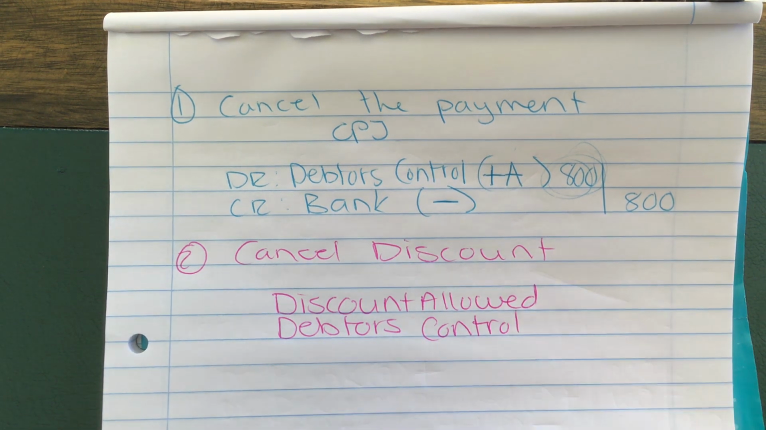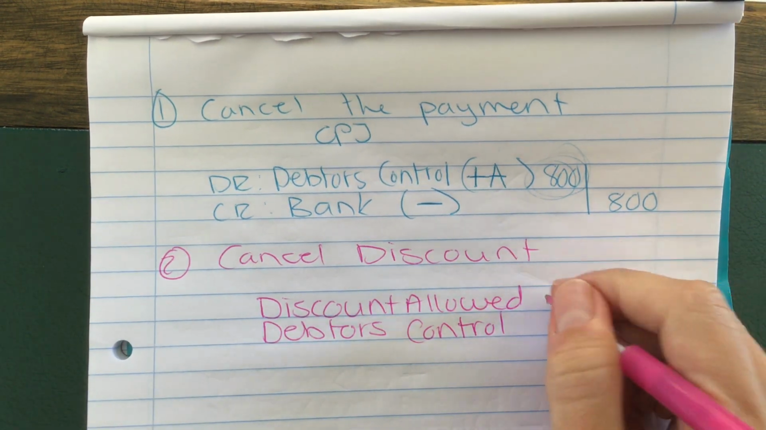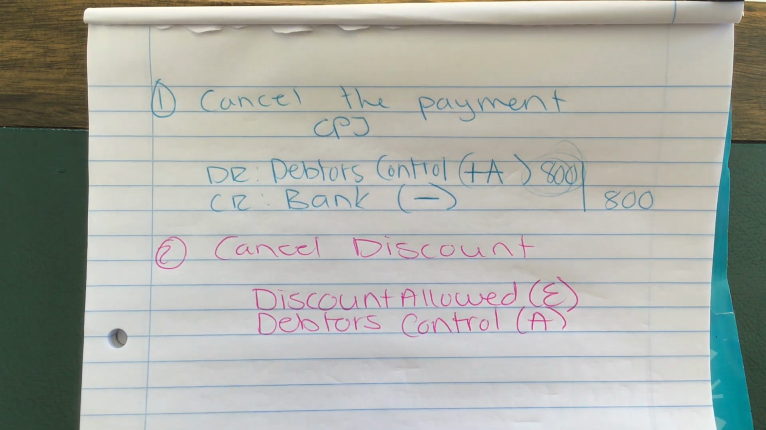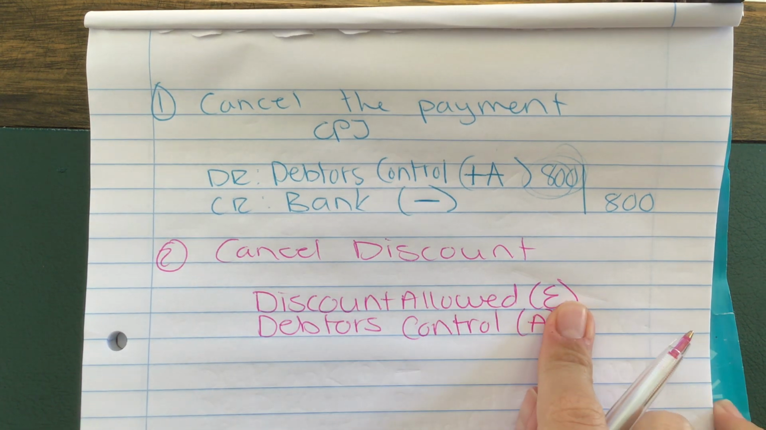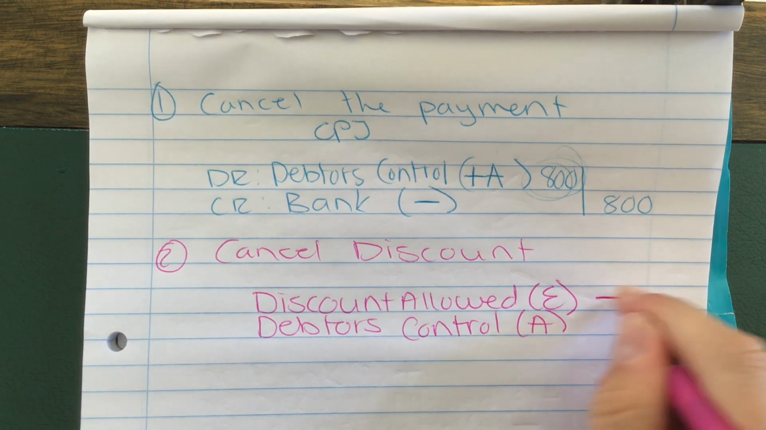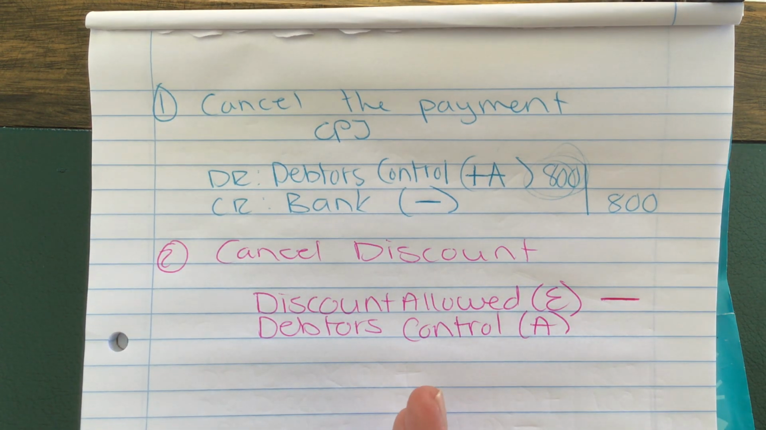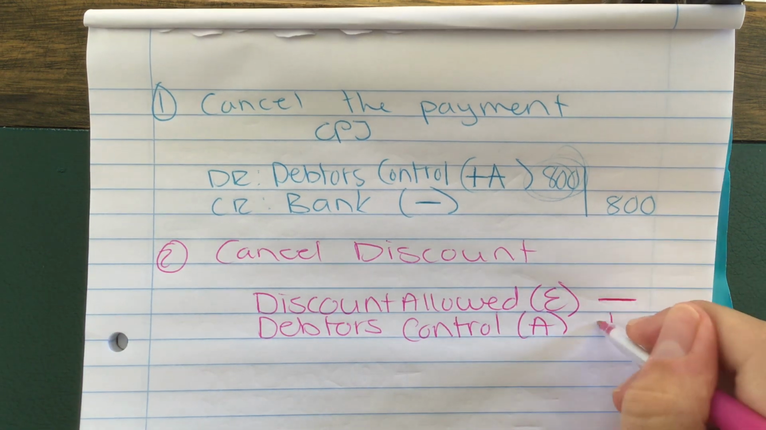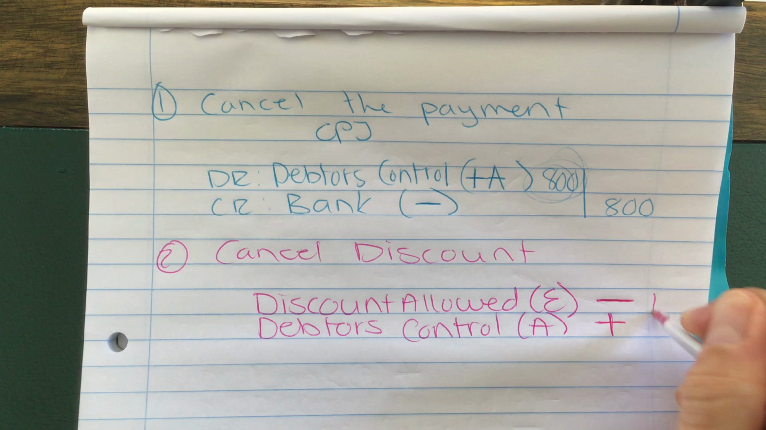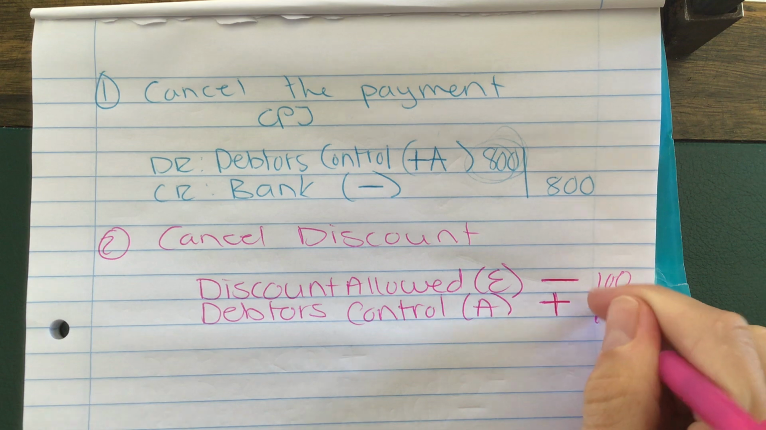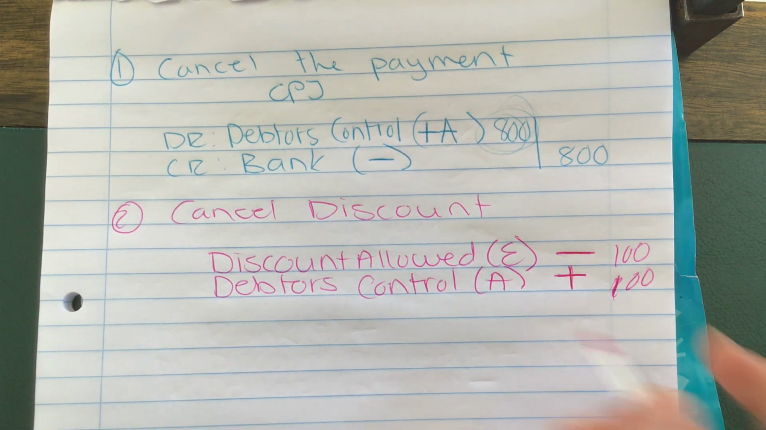control. Then I say, okay, what type of an account is discount allowed? It's an expense. And what type of an account is debtors control? It is an asset. Then I say, okay, what's happening to the expense? Well, if we're canceling it, that means that the expense is decreasing. We're not incurring that expense anymore because he didn't pay us back. And then what's happening to the debtors control amount? Well, it is increasing because we're adding that 100 Rand back onto his account because he doesn't deserve the discount anymore.